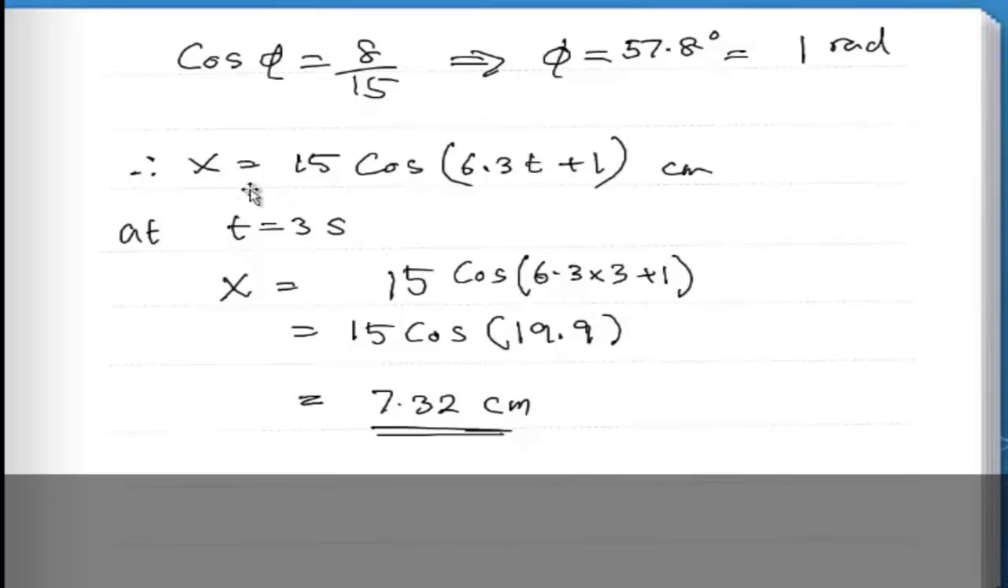So x equals 15 cosine (6.3 t plus 1) centimeters is the equation for the displacement. Now we know t equals 3 seconds. So if we plug 3 here, we can find the displacement at 3 seconds. 15 cosine (6.3 times 3 plus 1). So that's equal to 15 cosine 19.9, that's 7.32 centimeters.